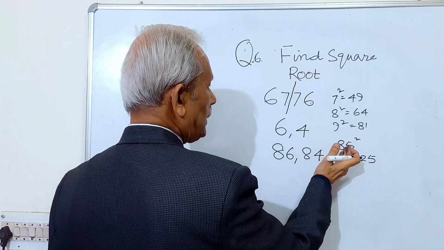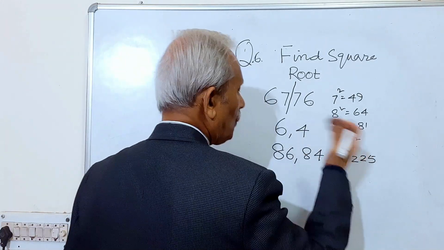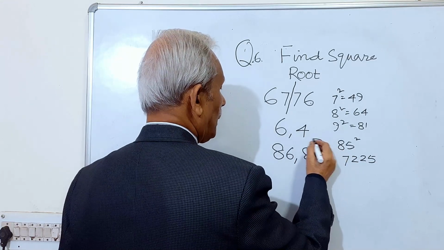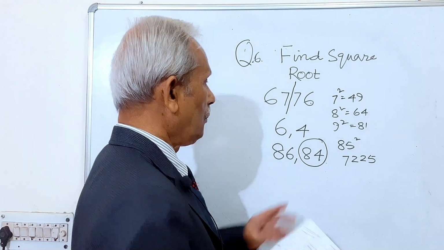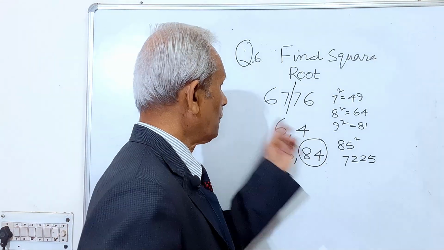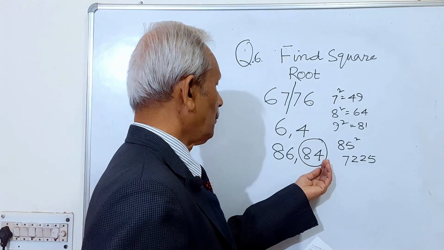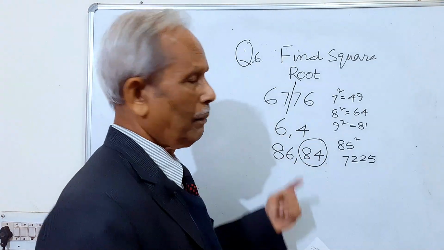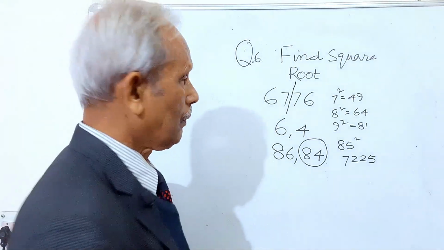So the ones digit will definitely be less than 5. It cannot be more than 5 or 5 itself. If it is less than 5, that means the square root will be 84. It cannot be 5, because then it becomes 7225, which is more than this. Neither can it be 5 nor 6, which is still more than that. So it will be 84. So the answer is 84, quite simple, right?